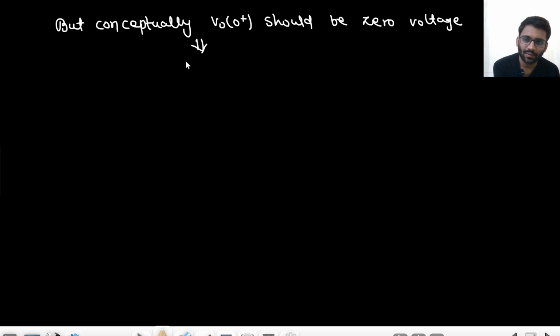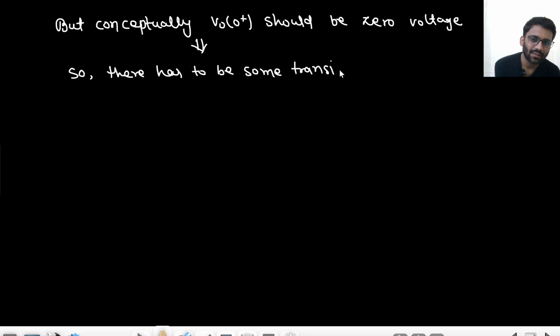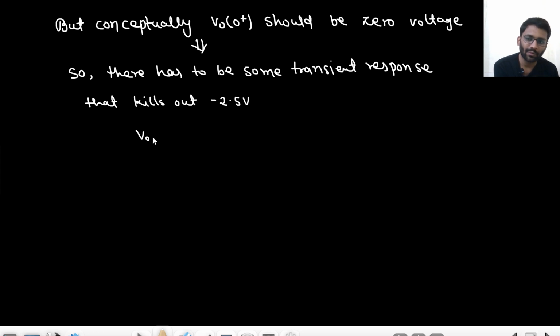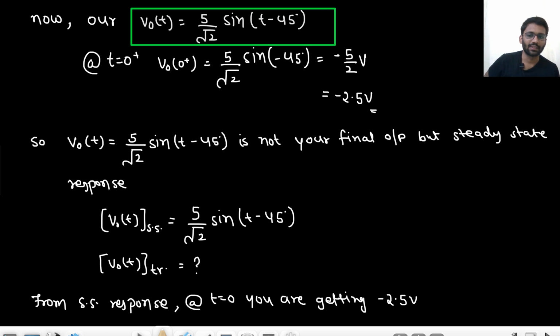So there has to be some transient response that kills out the minus 2.5 voltage. So what will be your V naught t transient? At t equals 0, you need plus 2.5 voltage more. So your transient would be 2.5 e to the power minus t by tau, and here tau is the time constant of the circuit, that is RC.